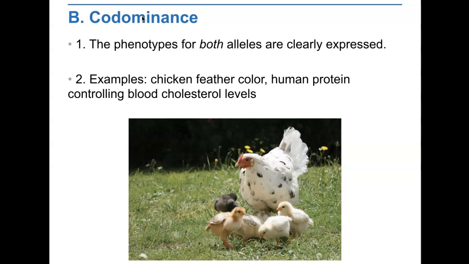Unlike the blending of red and white colors in the flowers shown on the previous slide, black and white colors appear separate in chickens. Many human genes, including one for the protein that controls cholesterol levels in blood, show codominance as well.